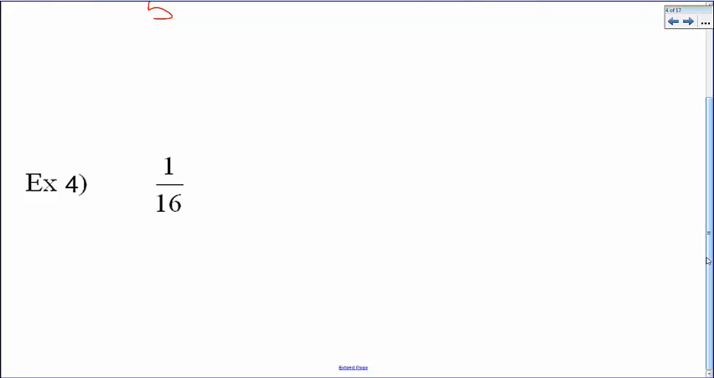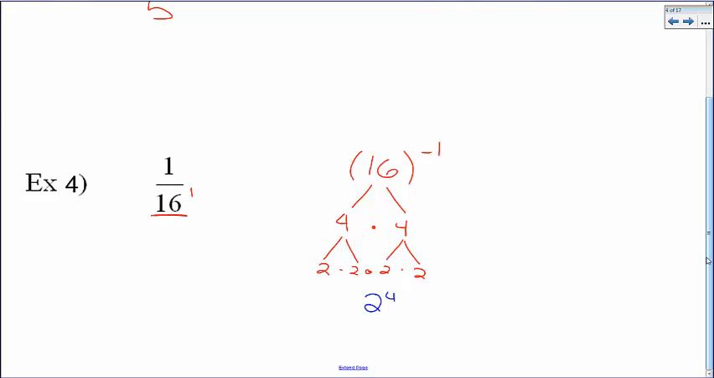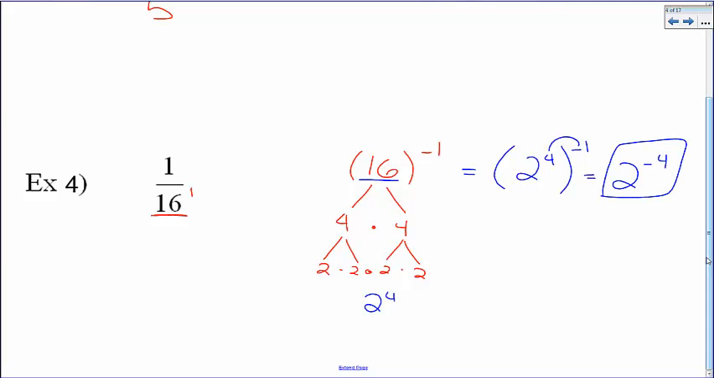In example 4, we can start by taking 1/16 and changing it to 16 to the negative 1 power. But 16 itself can be factorized, so let's consider its factor tree. By splitting it up into its prime factors, we see that 16 becomes equal to 2 to the 4th power. So we substitute this back into our parentheses, like so. And notice that we still have that negative 1 on the outside. So by distributing, I can see that 1/16 becomes equal to 2 to the negative 4th power. And now I'm done.